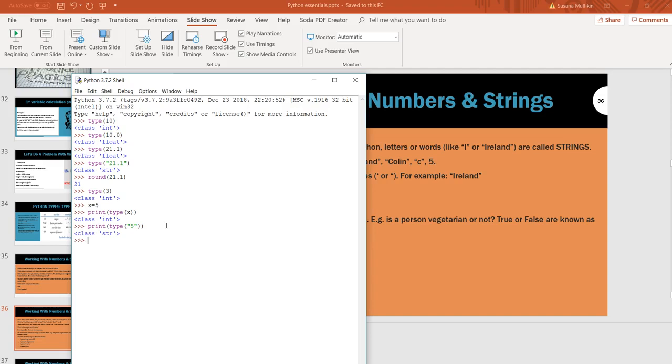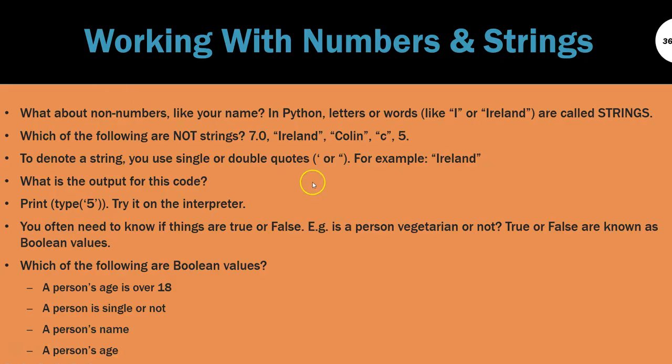As you can see, even though 5 is a number, when we check its type, it gives us that it's a string because it is in quotations. Let's go back to our presentation. You often need to know if things are true or false. Now that we have gone through strings and values, and typecasting, sometimes we need to know if, for example, a person is vegetarian or not. We need to know if something is true or false.